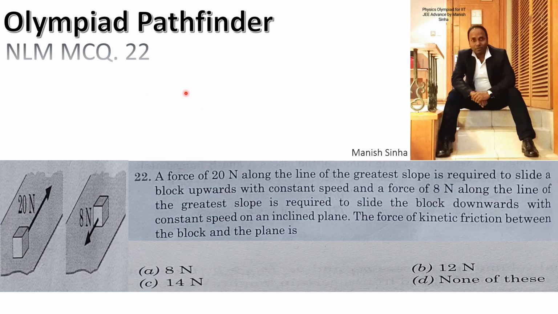The question is: a force of 20 Newton along the line of the greatest slope is required to slide a block upwards with a constant speed, and a force of 8 Newton along the line of the greatest slope is required to slide the block downwards with constant speed on an inclined plane. The force of kinetic friction between the block and the plane is... It's asking for the friction force.